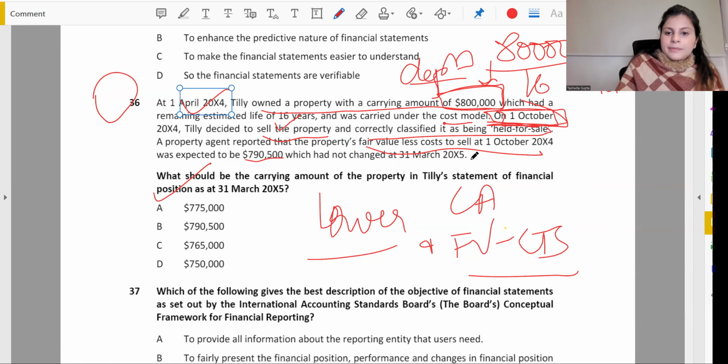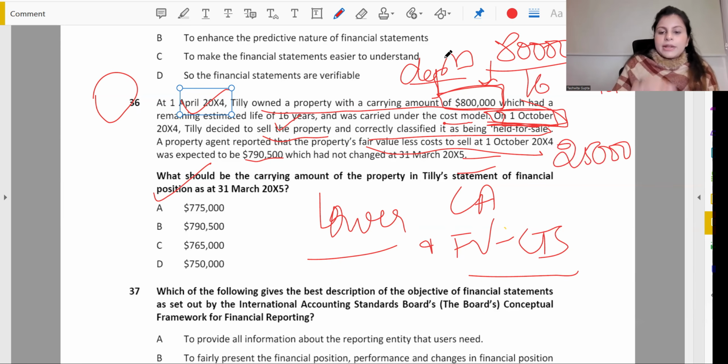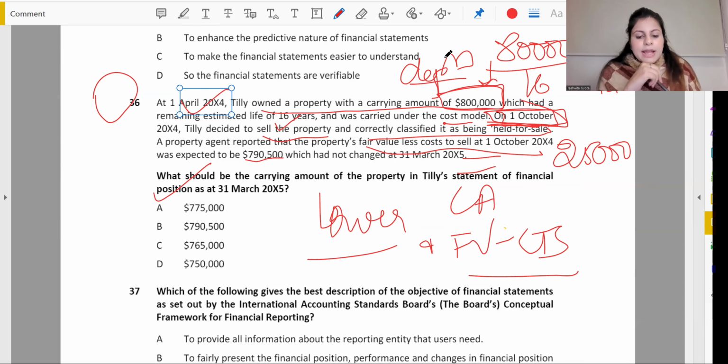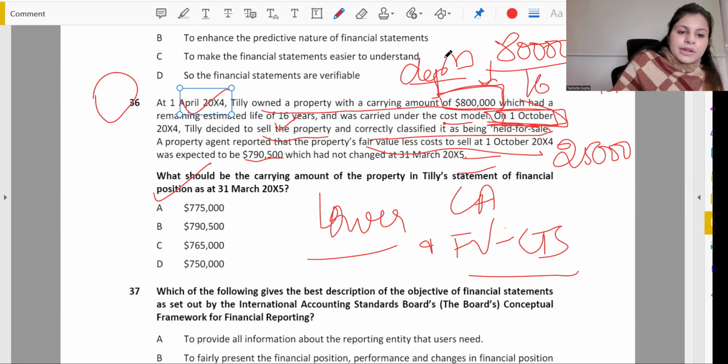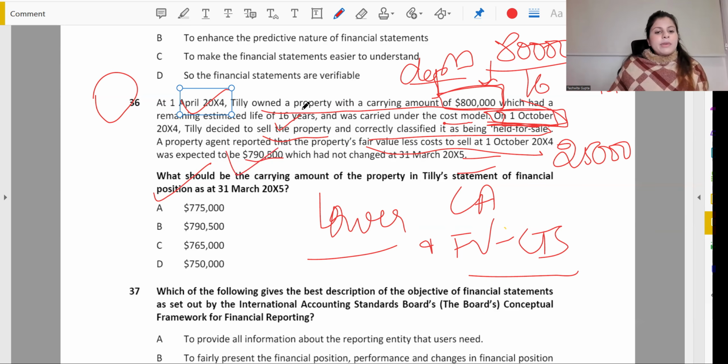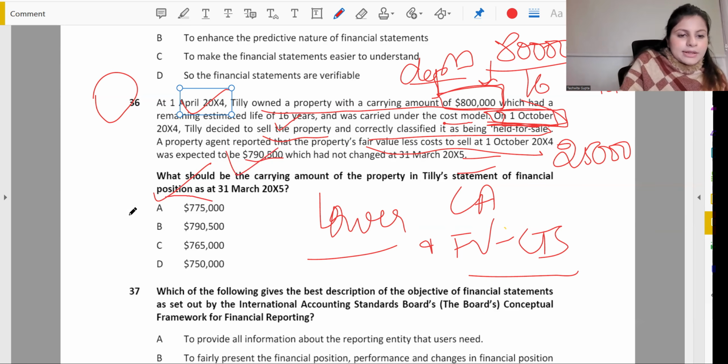How much is that? 25,000. So what's my carrying amount? 8 lakh minus 25,000, 7 lakh 75. And what's my fair value less cost to sell? 790,500. So I should report it at 7 lakh 75, which is the lower amount.